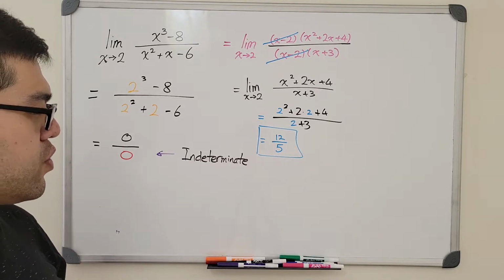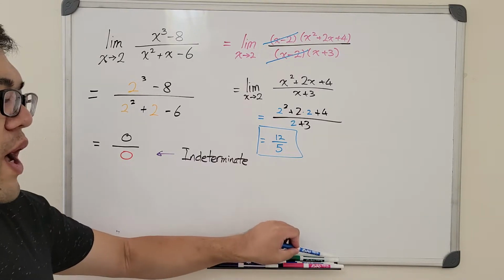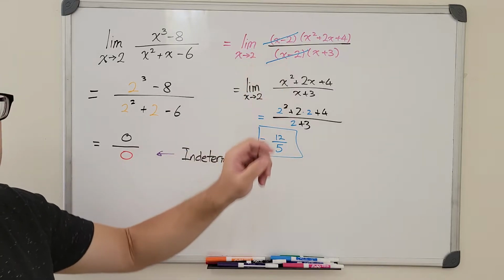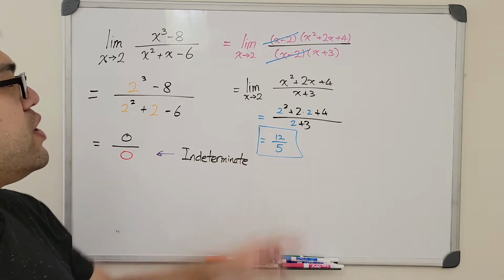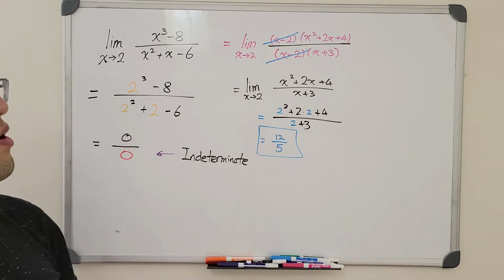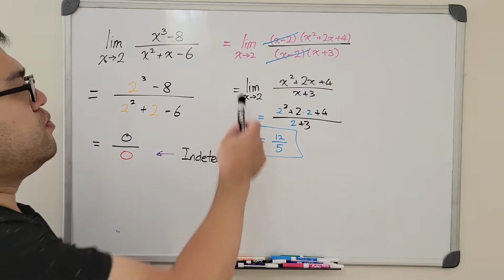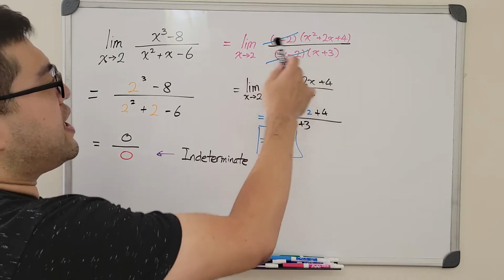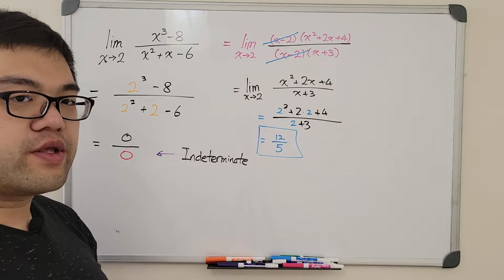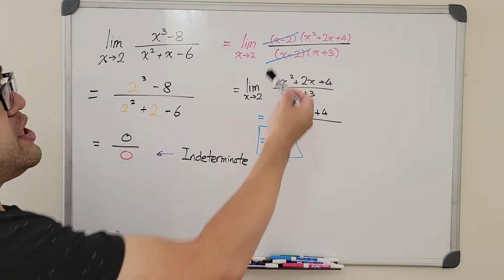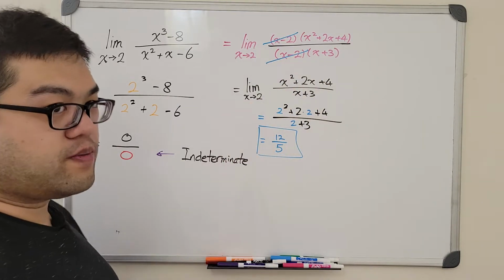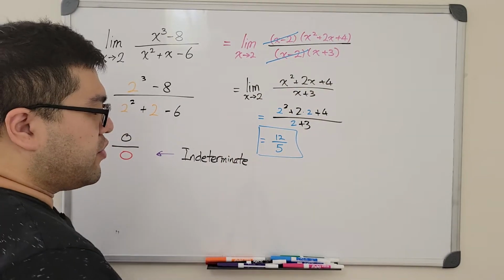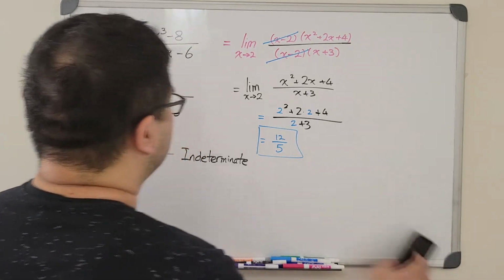So the question is, why can we cancel out x minus 2? Don't we get 0 over 0? What's the reason that makes us allowed to do the cancellation inside of the limit, even though we actually get 0 for the term that we're canceling out if we substitute it? Here is why.